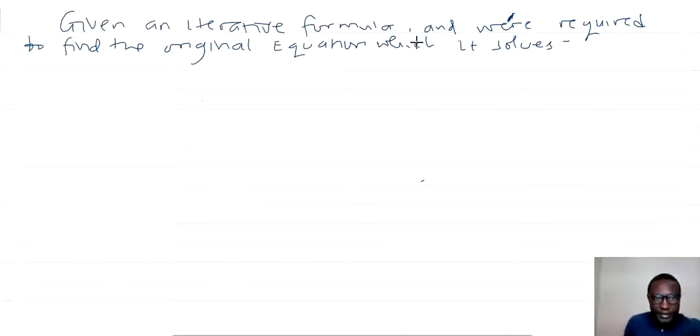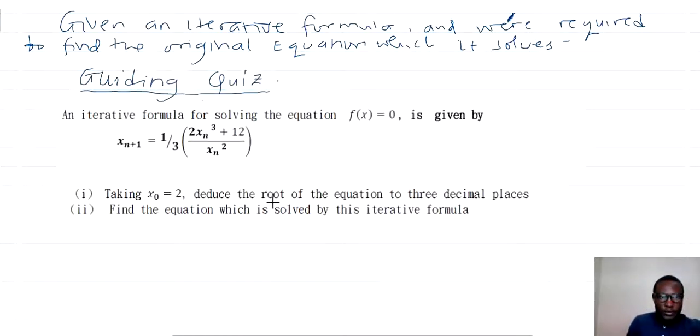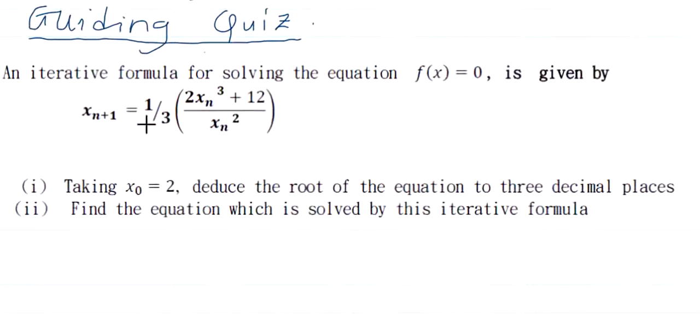So we are going to be given the iterative formula and we will be required to find the original equation which it solves. Let's have here a guiding question. An iterative formula for solving the equation f(x) = 0, which we don't know at the moment, is given by this. Then they are telling us to take the initial approximation as 2. We deduce the root of the equation to 3 decimal places, and later on we find the equation which is solved by the iterative formula. Okay, so let's get started.